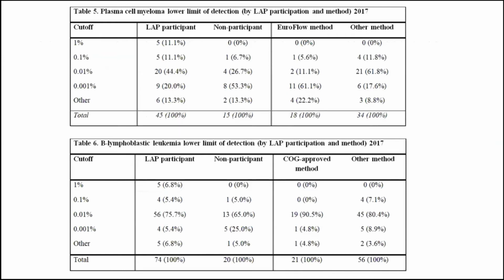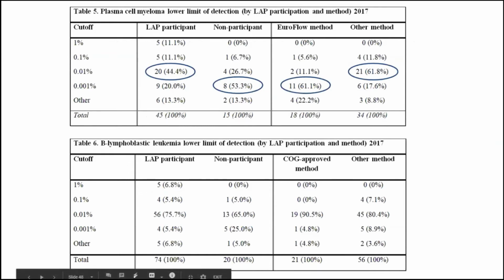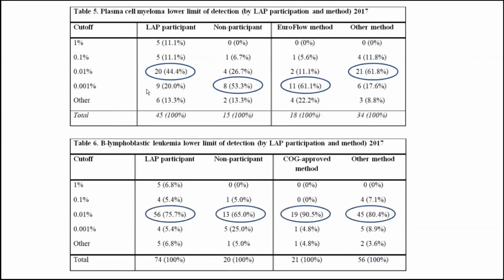LAP participants were most likely to use 0.01% as the myeloma cutoff, while non-participants used 0.1%. The EuroFlow method, endorsed by the IMWG, was most likely to be used in a lab that had the 0.01%, where other methods were at 0.1%. ICCS methods were within the other group, and recall that they said a 0.01% cutoff was acceptable. For B-ALL, 0.01% or 1 in 10,000 cells was the most popular cutoff across the board.